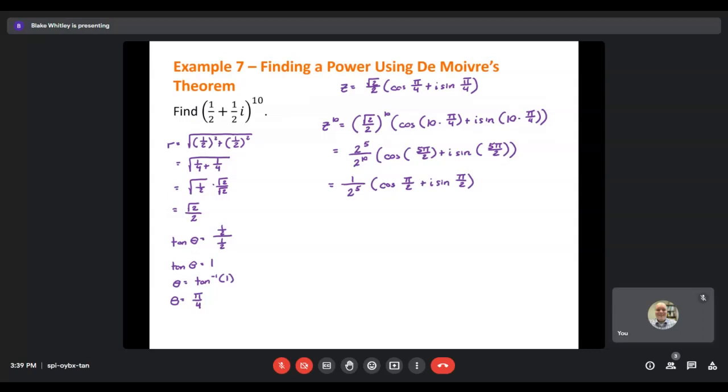All right, now we'll simplify. 2 to the 5th is 32, so we get 1 over 32. Cosine at pi over 2 is just 0. Sine at pi over 2 is 1, so we get i times 1. Or 1 over 32 times, and then 0 plus i times 1 is just going to be i. So we end up with 1 over 32 i.